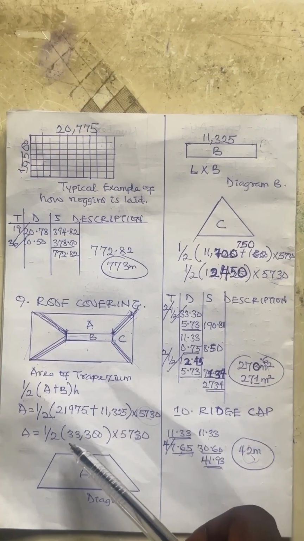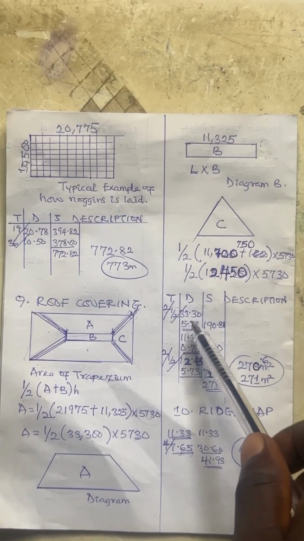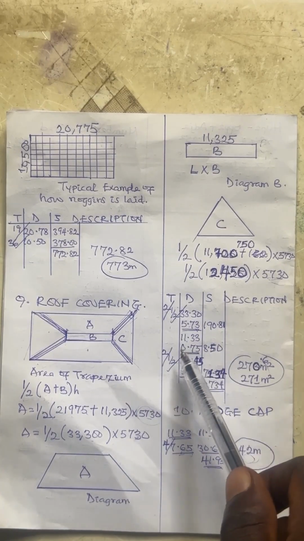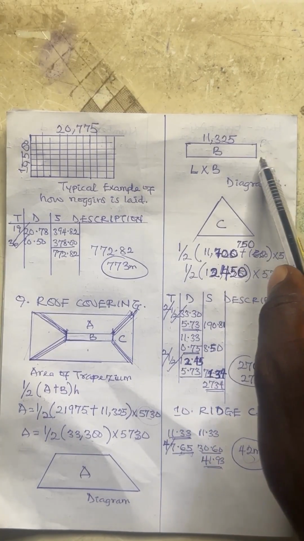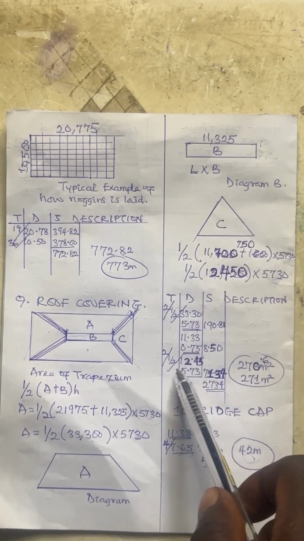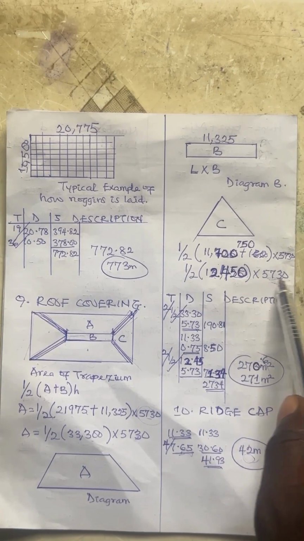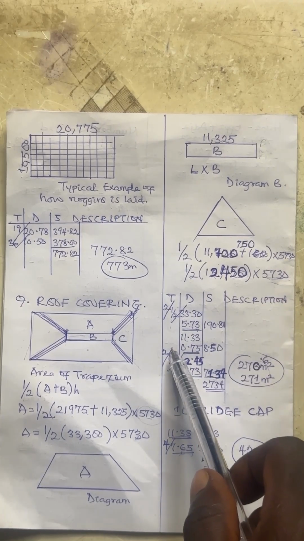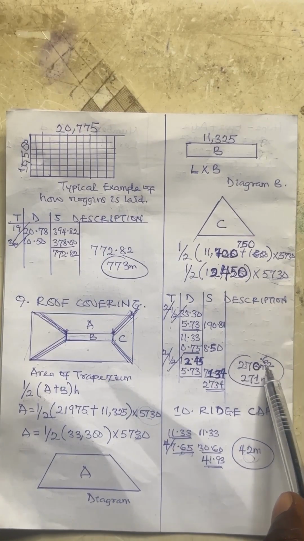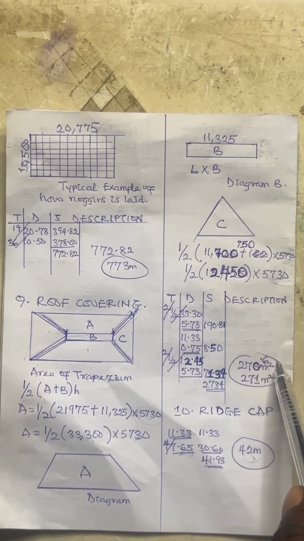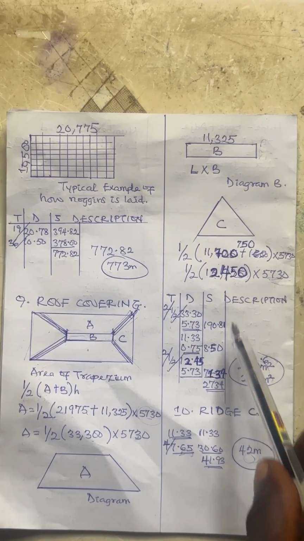So let's book it. We have this 33.30 multiplied by 5.73 multiplied by half multiplied by 2, and then this 11,325, 11.33 multiplied by this width, or let me say breadth, 0.75, and then the last part, 12.45 multiplied by the length of our common rafter multiplied by half multiplied by 2. We add it all up, we get 270.6 meters square, and we have 271 meters square. So that's that about roof covering.